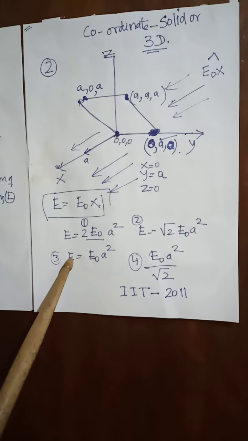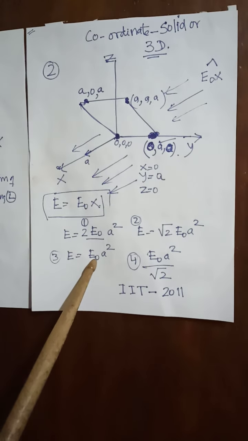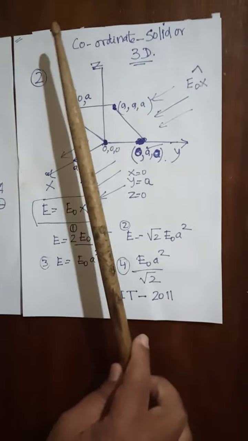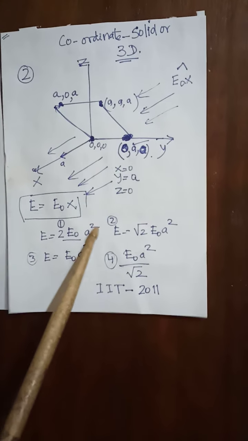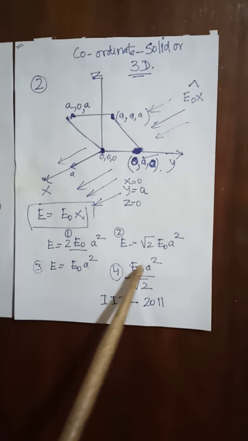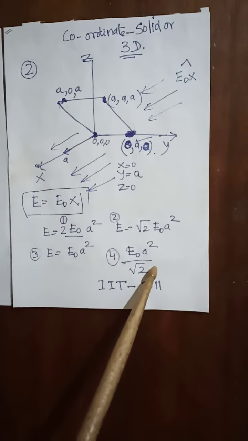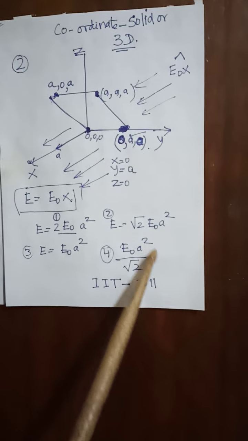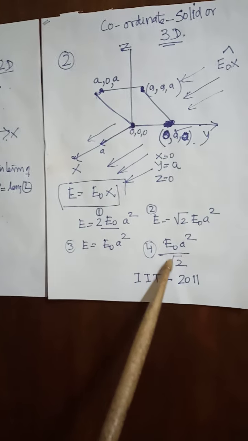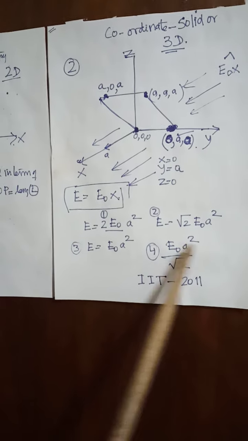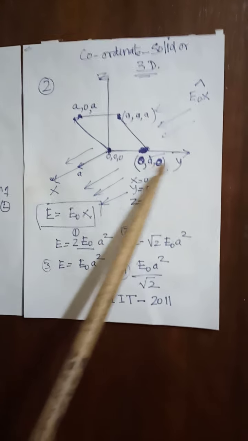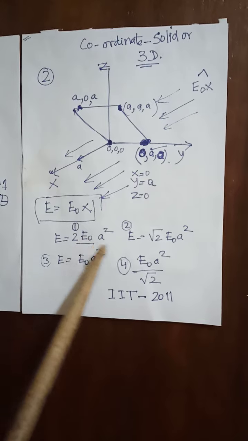And here, E naught a square. This will be correct had this plane not been inclined like this. Had it been straight, then it would be E naught a square. So this is out, this is out, this is out. Now this one, E naught a square by root 2. What is root 2? 1.4. So E naught a square by 1.4 is less than E naught a square. So you take number 4. You don't need a pen and paper and calculate for 2-3 minutes, then you'll be sweating and nervous. These are the beautiful physics concepts of IIT questions.